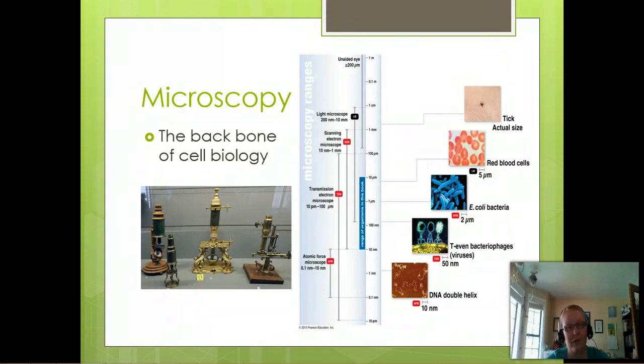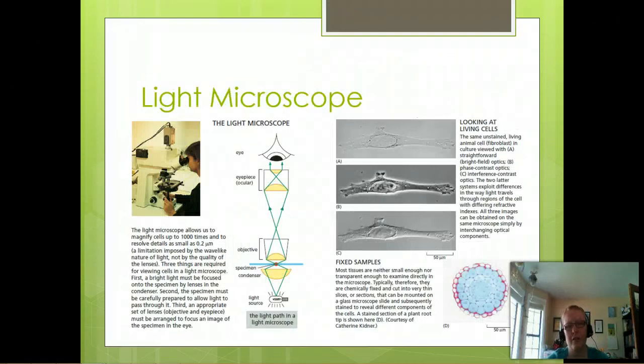And there's a variety of microscopes. While you may have only seen one or two of these in your time at CWI, there's a variety of other ones you should be aware of, and we're going to go through these here in the next couple slides. So the first one is this light microscope, and this is the compound light microscope. This is the workhorse of the cell.